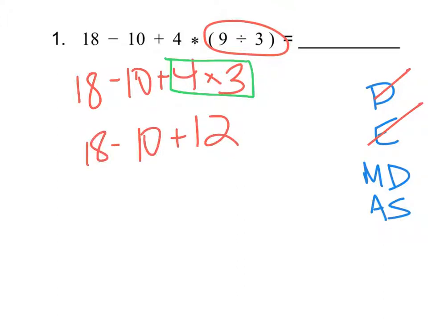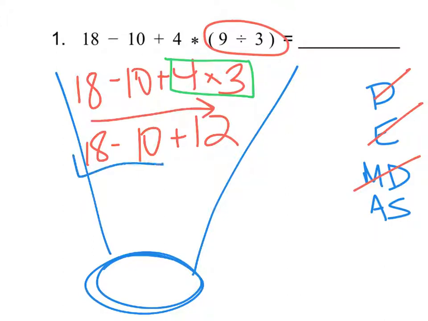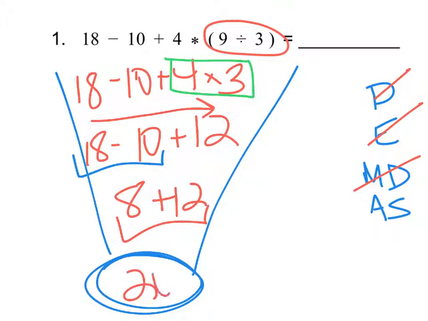Rewrite. Remember in class we've talked about how your solution should be creating some sort of cone, and it should file down to the answer at the bottom. So now I'm going to look again. Do I have any more multiplication or division? No. I have addition and subtraction, and I'm just going to work from left to right. 18 minus 10 is 8. And then I'm finally going to do 8 plus 12, which gets me an answer of 20. So my answer to question number 1 on the independent station paper is going to be 20.